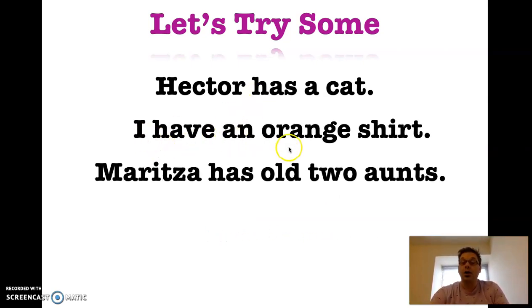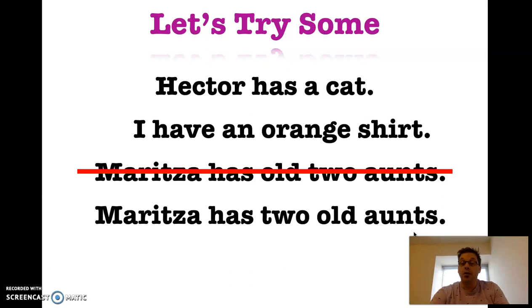I have an orange shirt. What is the adjective? Good, orange. What kind of a shirt? Orange. Maritza has old two aunts. Uh-oh. Something sounds strange here. We have a problem. This sentence is not correct because the order of the adjectives is not in the right order. Maritza has two old aunts. There we go. So the number must come before the age, old or young.